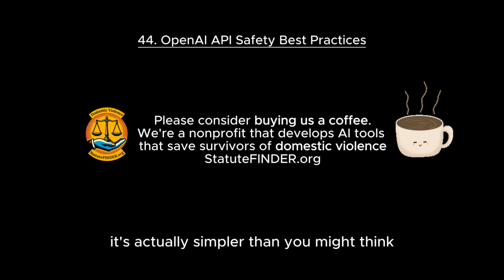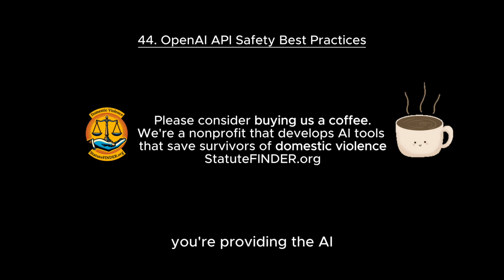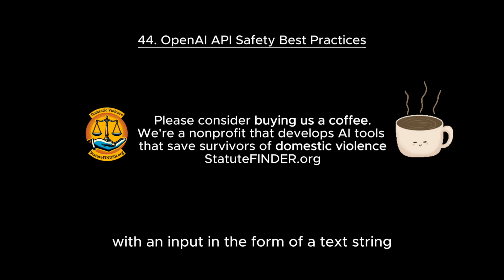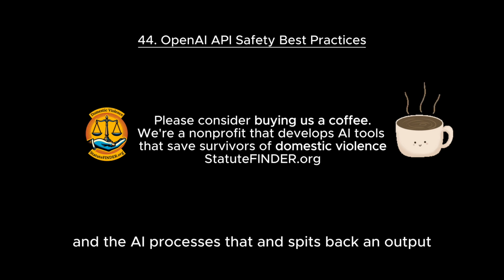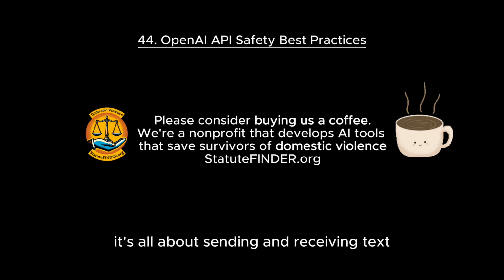It's actually simpler than you might think. It's basically like writing a function, right? You're providing the AI with an input in the form of a text string, that's your prompt, and the AI processes that and spits back an output, which is also a text string. It's all about sending and receiving text, which you're already familiar with from your Python experience.